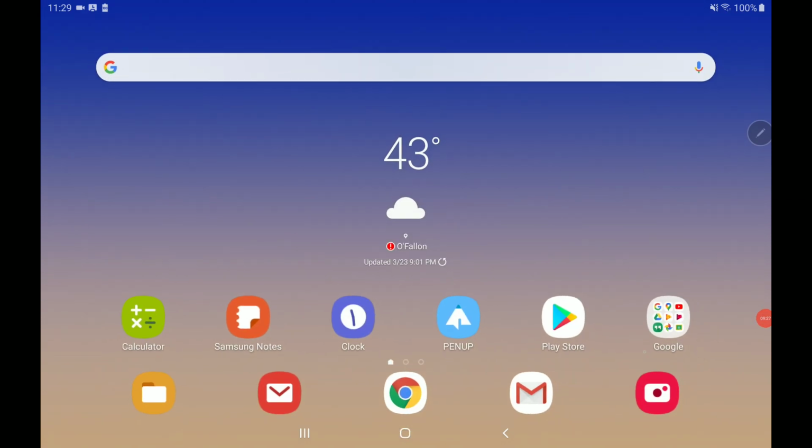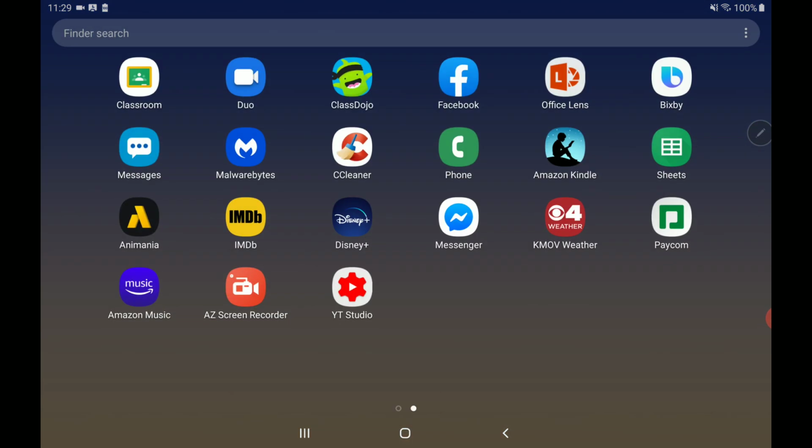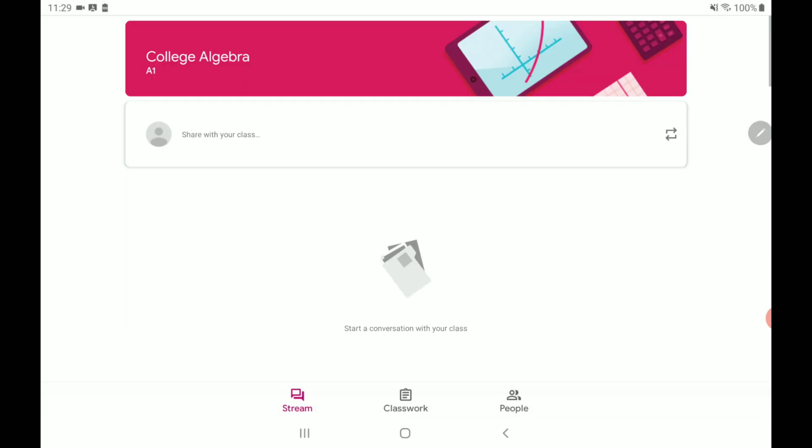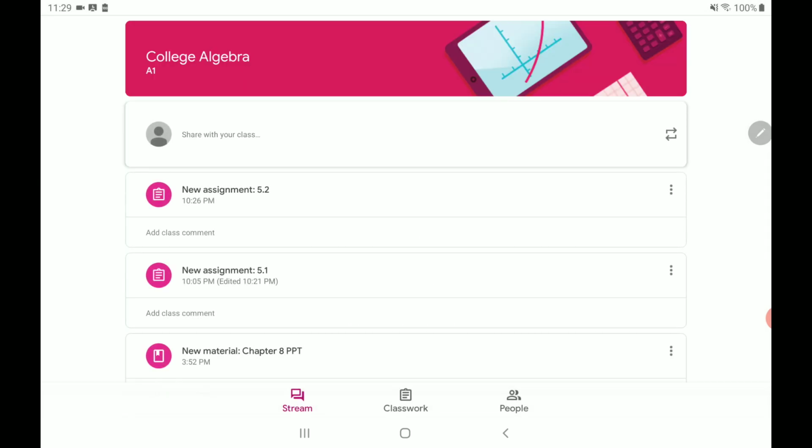So if you have any questions, what you want to do is go to Google Classroom, and right here, add class comment. That's what you want to do. Any questions? I need help with number whatever. I can try to make another short video of how to do that one problem.